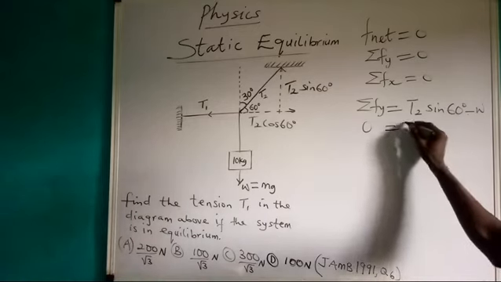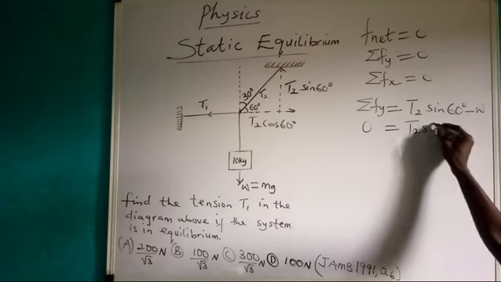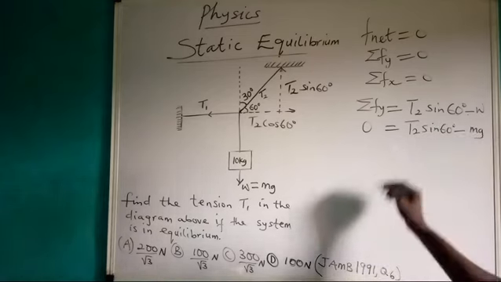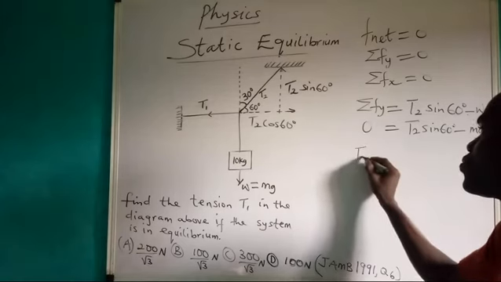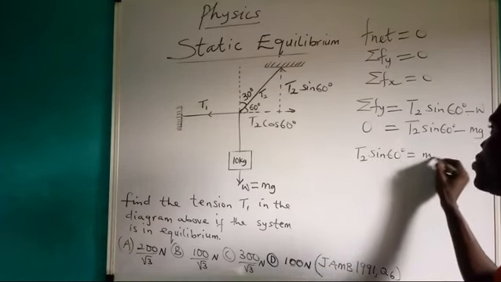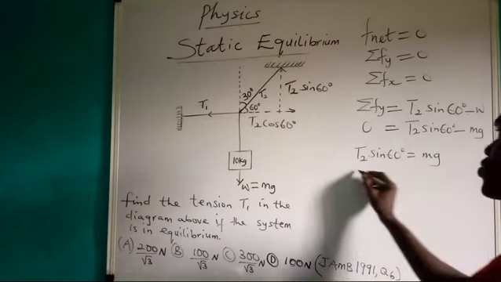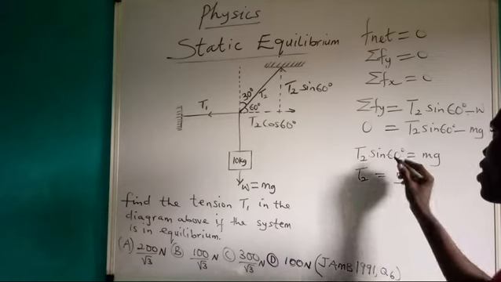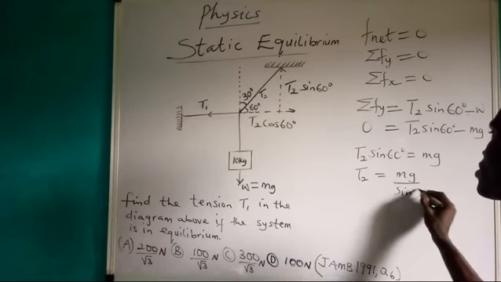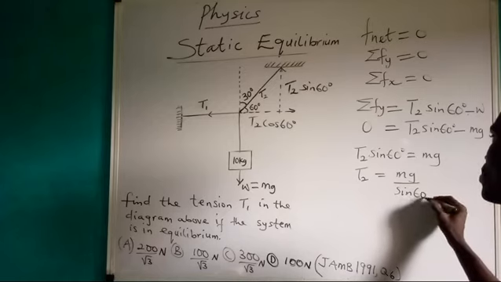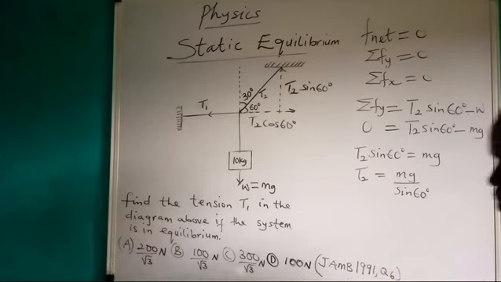Here we now have T2 sine 60 degree minus mg. Taking it over, I will have T2 sine 60 degree equal mg. Please take notes. Now, making T2 the subject of the formula, I will have mg all over sine 60 degree. Please take note of this. This is what I will now have here.